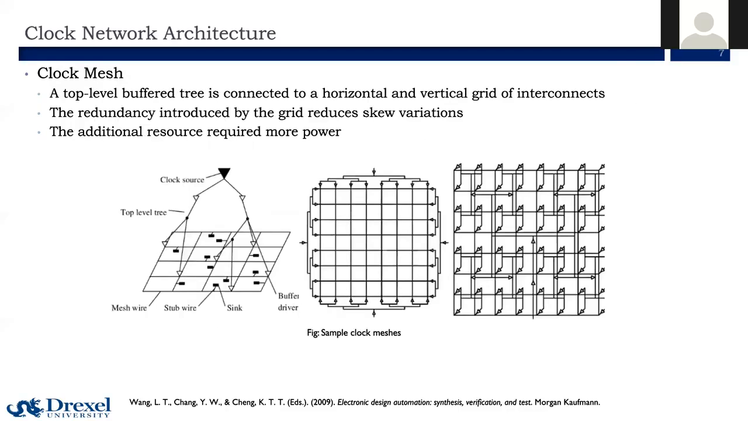The next topology in discussion is a clock mesh, which has a top level buffer tree connected to a grid of vertical and horizontal interconnects. Since the grid of interconnects uses extensive metal resources, power consumption for clock mesh is significant. However, this redundancy of interconnects also decreases skew variations.